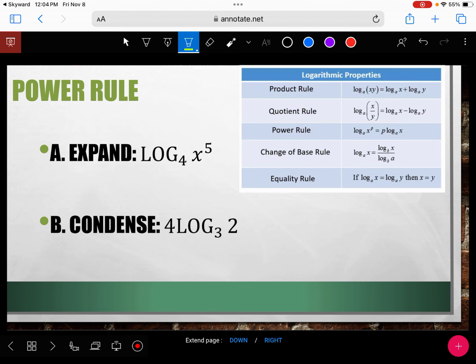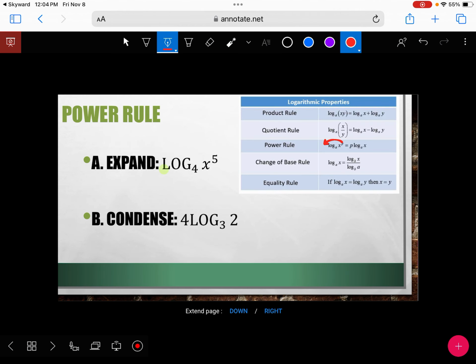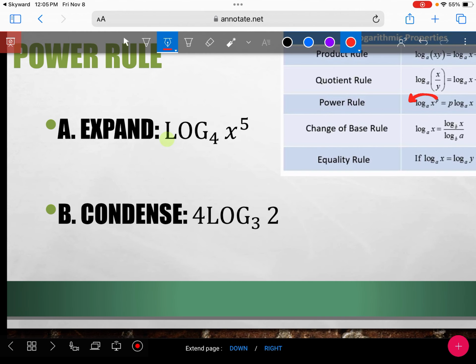All right, let's keep moving then. Power rule, let's go ahead and write that. If you see an exponent, we move it to the front. So if you have the log of something and that something has an exponent, that tells us to move that exponent to the front. So I'm going to zoom in here. Again, if you have the log base a number of something that has an exponent, we move that exponent to the front. That is how we expand with the power rule. So go ahead and copy that down.